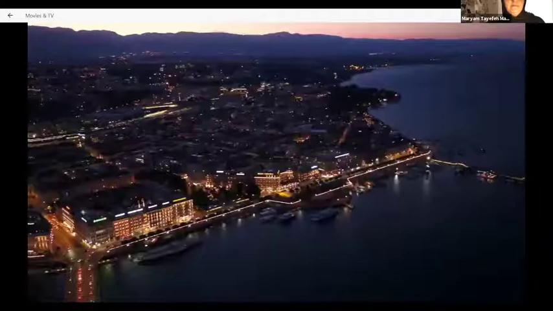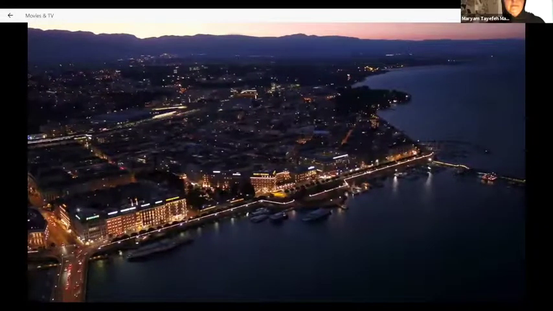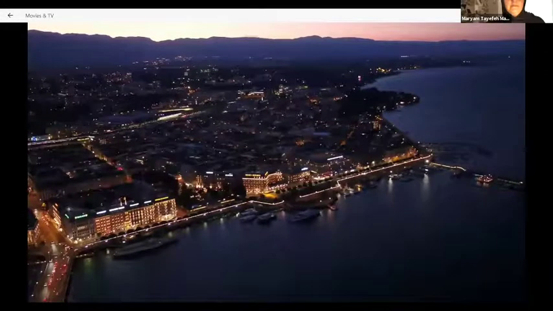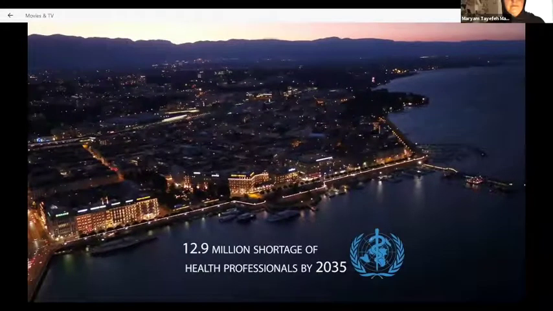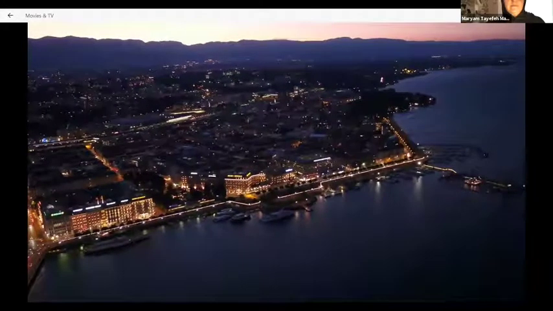The World Health Organization estimates that by 2035, there will be an approximate 12.9 million shortage of health professionals, and it is partly attributed to shortcomings in the execution, access, and quality of health professionals' education. The issue is already being addressed by many companies.